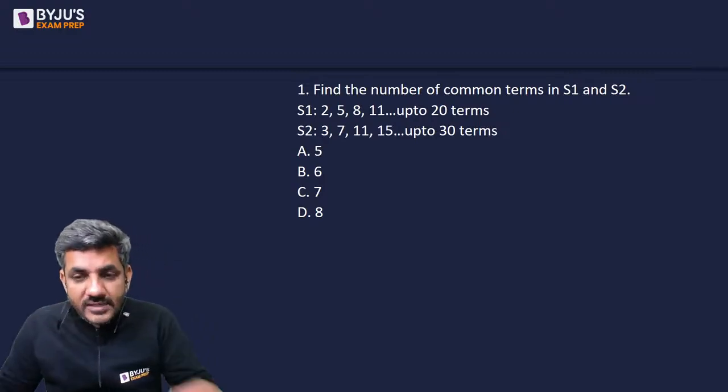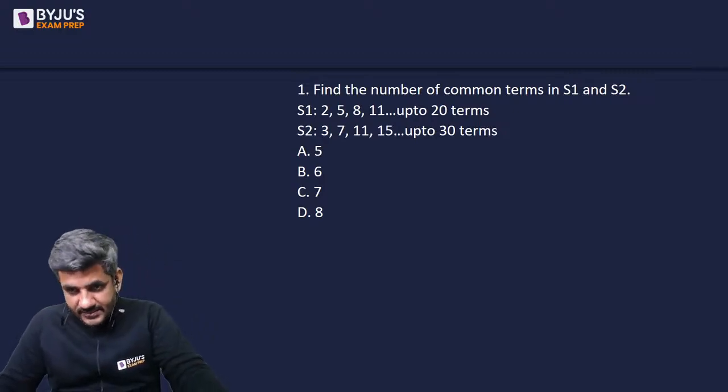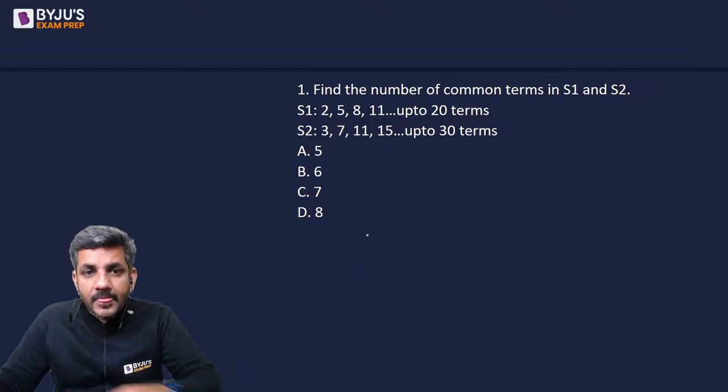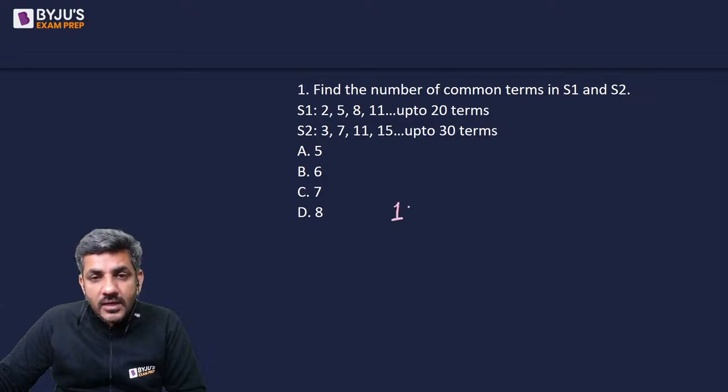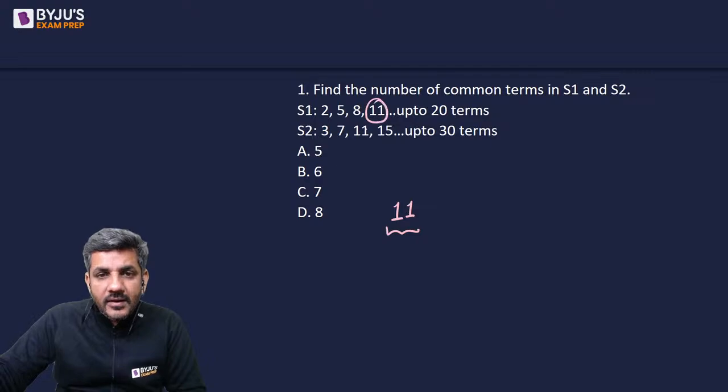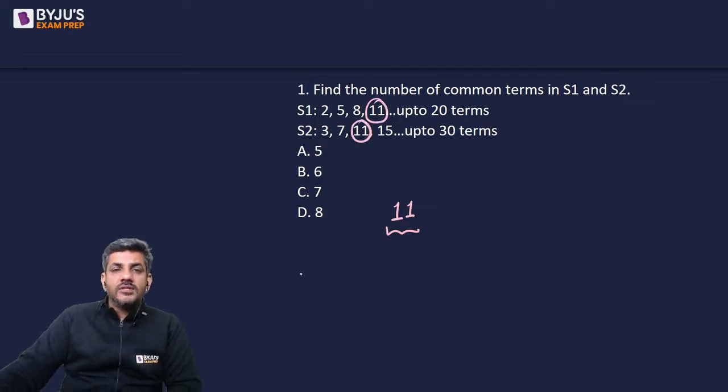And here Music Core has answered it. Let's see what is the right answer. It says S1 has 2, 5, 8, 11 up to 20 terms, 3, 7, 11, 15 up to 30 terms is S2, and these are two AP series. So first of all, I'll see the first common term in the two, and that first common term is 11. As you can see over here, 11 is a common term in both the series.